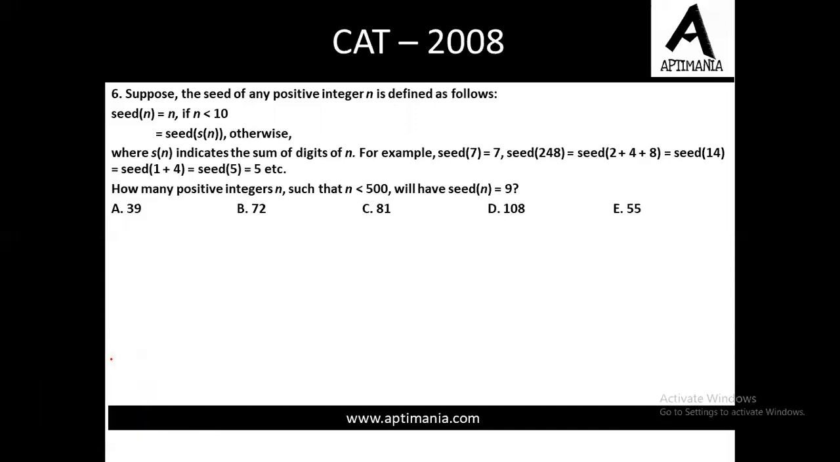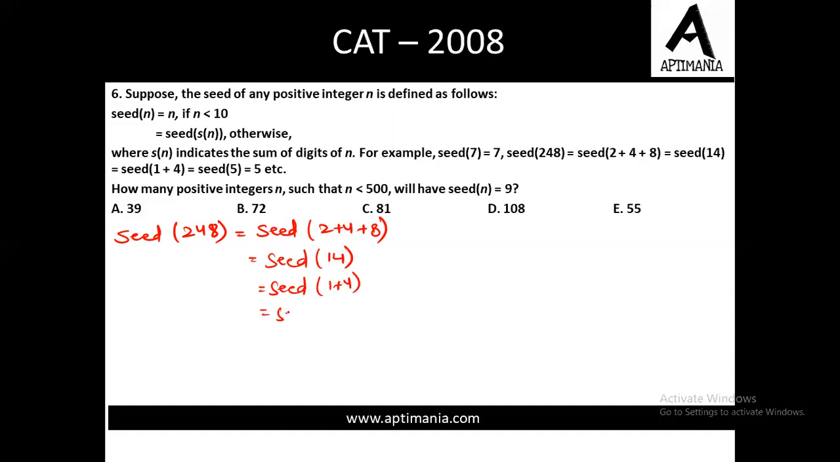So for question number 6, suppose the seed of any positive integer n is defined as seed n equals n if n is less than 10. Otherwise, seed of n is the seed of the sum of its digits. For a number like 248, they have given us an example. Seed of 248 will be equal to seed of 2 plus 4 plus 8, which is seed of 14, which is further seed of 1 plus 4, which is seed of 5. So 5 will be the answer.